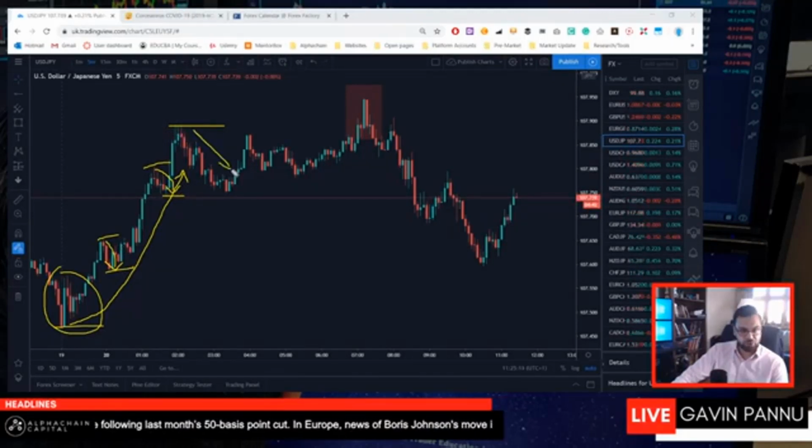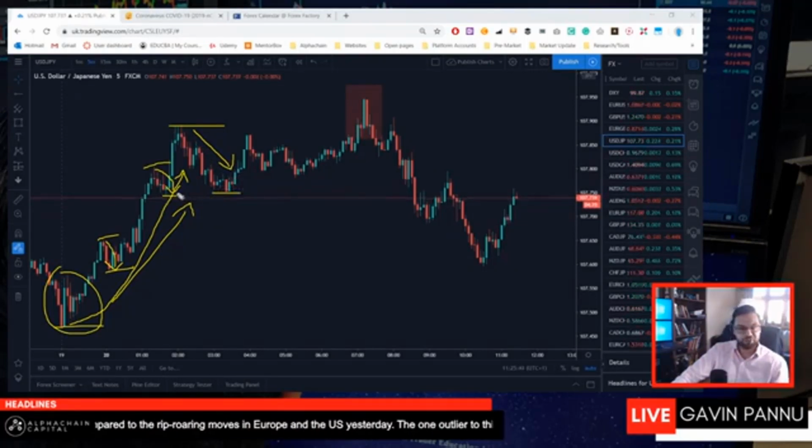see larger pullback taking place. In fact, this pullback almost came back to test the previous low. So it hasn't broken the previous high, and it hasn't broken the previous low. It's still within a bull trend, but it's done a larger correction, almost a 100% correction back to the previous low. So that's your first indication that the market's strength to drive higher is starting to slow down.